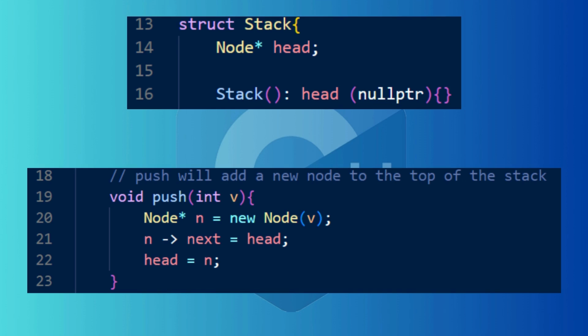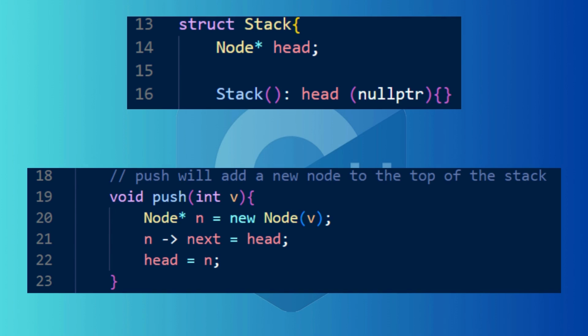Now I can see I am pointing to the head, so the head will be my pointer. This is also a stack, and this is also the constructor, so I am setting the head to be the nullptr. I'm initializing the head for now to be the nullptr in the beginning.